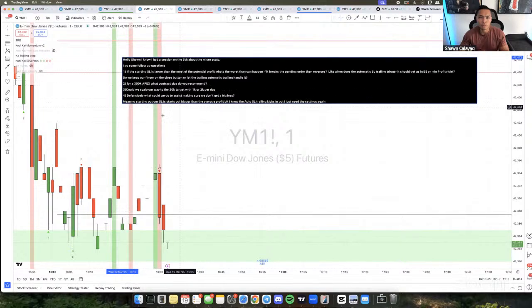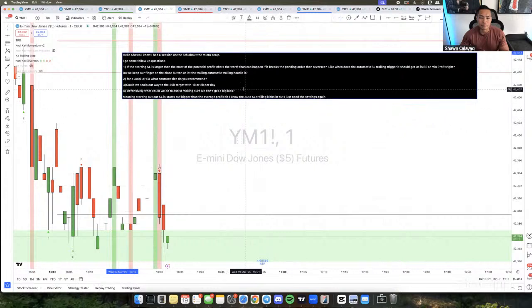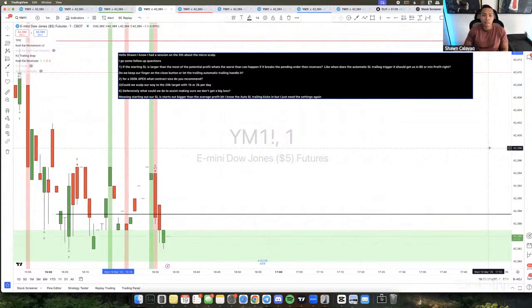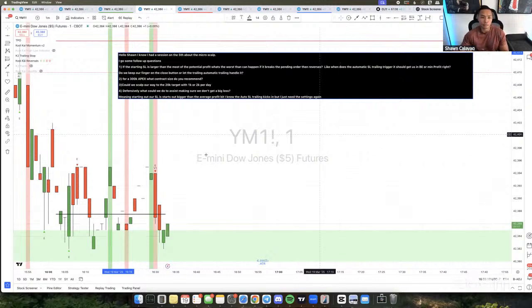So for the micro scalp strategy, the worst that can happen is that it's going to hit your stop loss, right? That's the only thing that can happen. So you shouldn't have your stop loss super far out. You should have it close enough, but not super far out where it's going to blow your account. The trailing stop loss only activates once you make profit. Like once you go 1 point in profit, then you should be good.